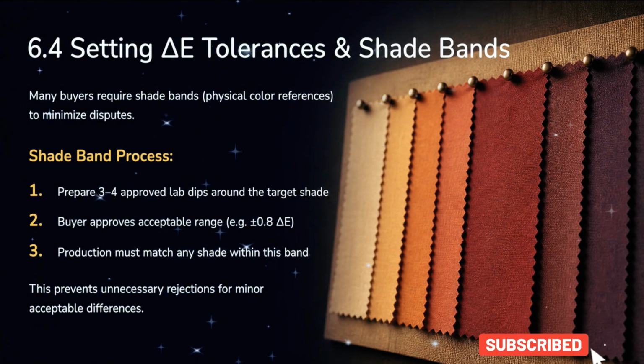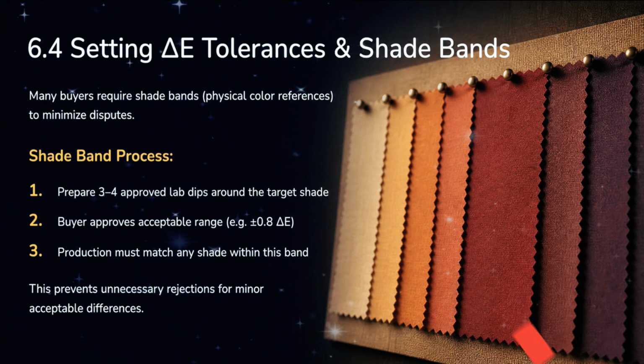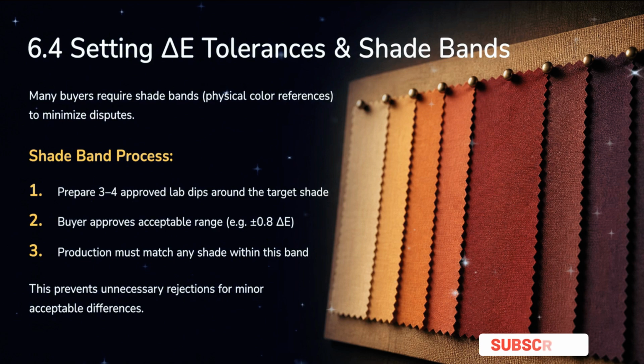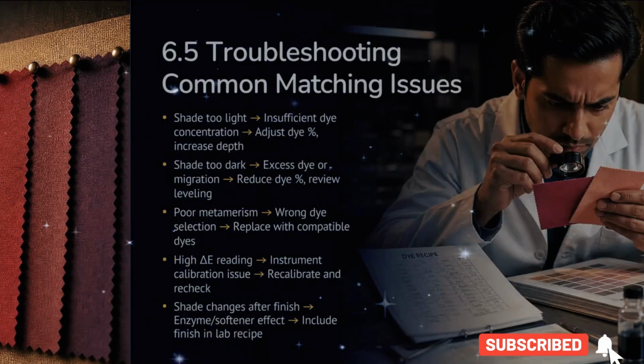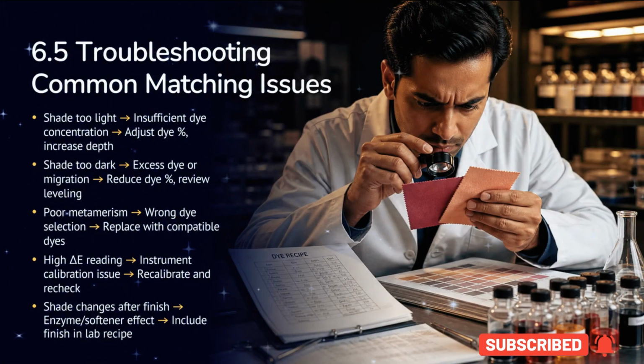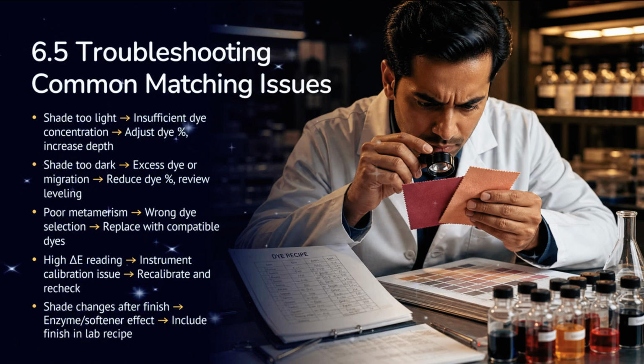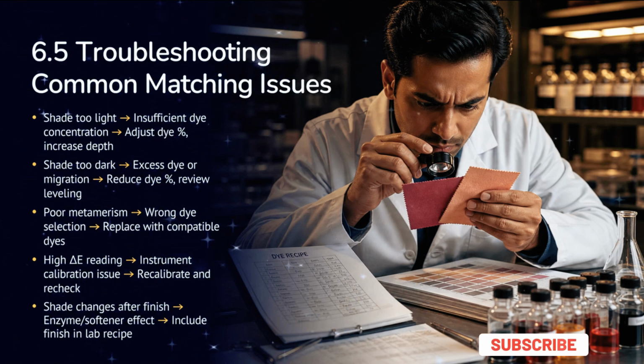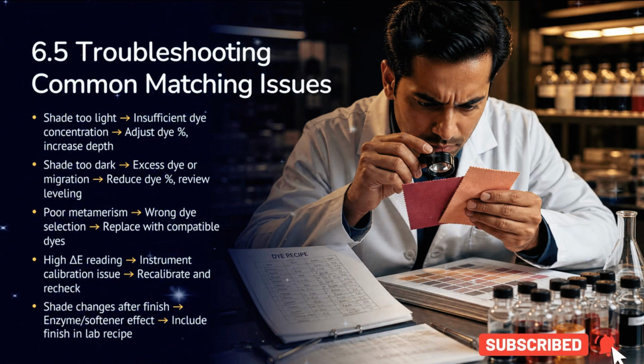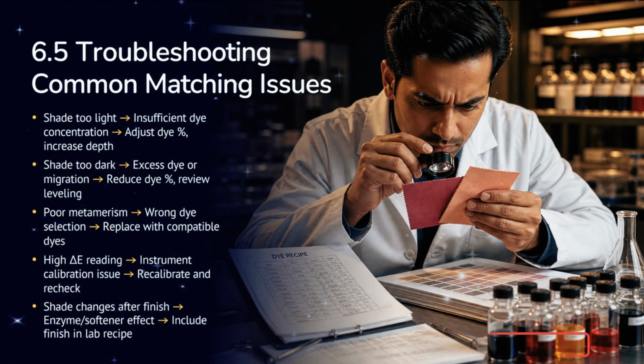The process involves preparing 3 to 4 approved lab dips, getting buyer approval for the acceptable range, and ensuring production matches within this band. Troubleshooting common issues means addressing the root cause. For light shades, increase dye. For dark shades, reduce dye. Poor metamerism requires replacing dyes with compatible ones.